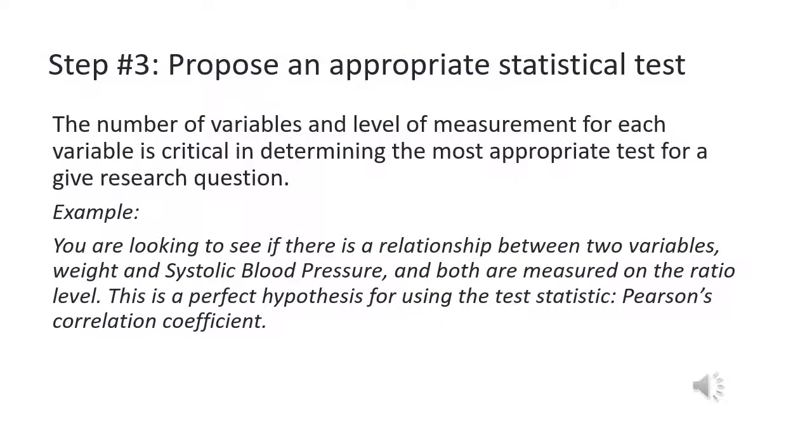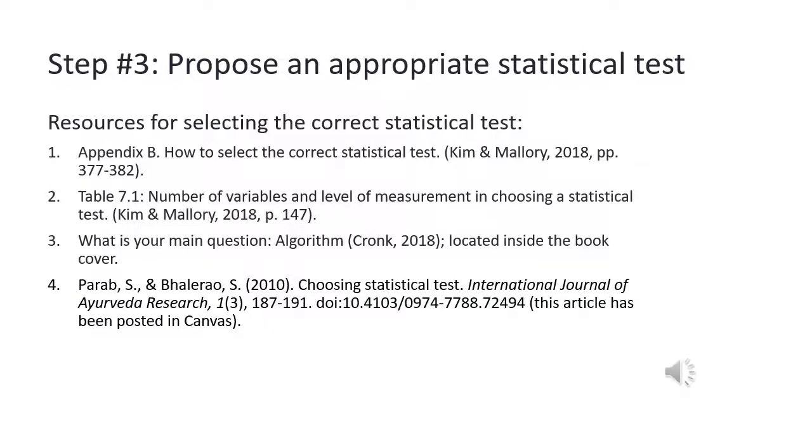So your next step is to propose an appropriate statistical test. It's critical to know the number of variables and the level of measurement for each variable when you're selecting the appropriate test. For example, if you are looking into a relationship between 2 variables, weight and systolic blood pressure, and both are measured on the ratio level, then you would be looking at using a Pearson's correlation coefficient. Selecting the appropriate statistical test is very important, it can be rather complex, and it's also very dependent upon the type of research that you're doing.